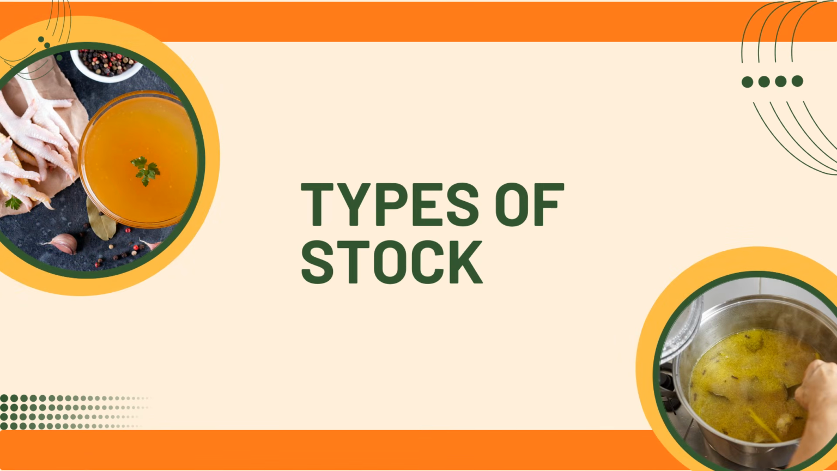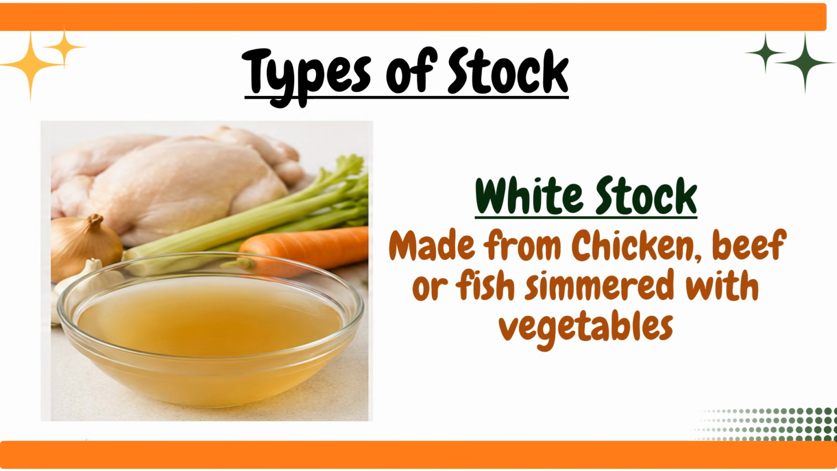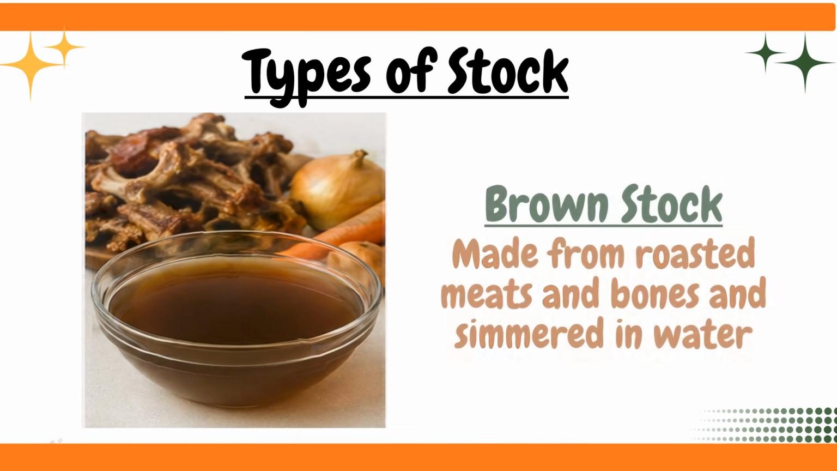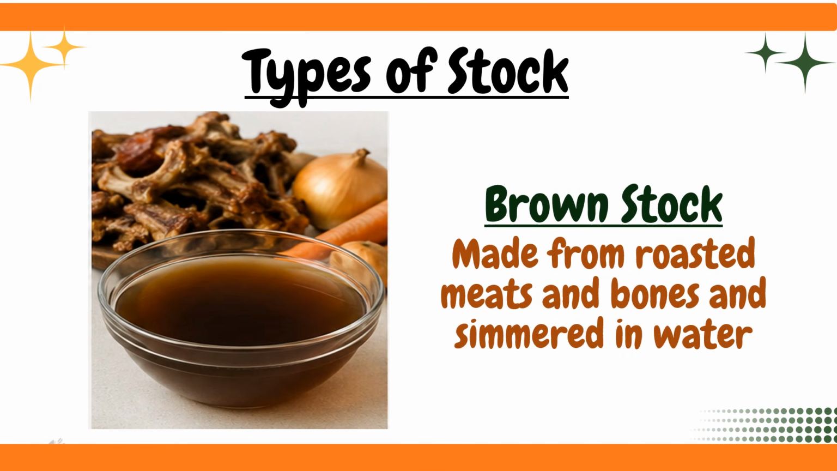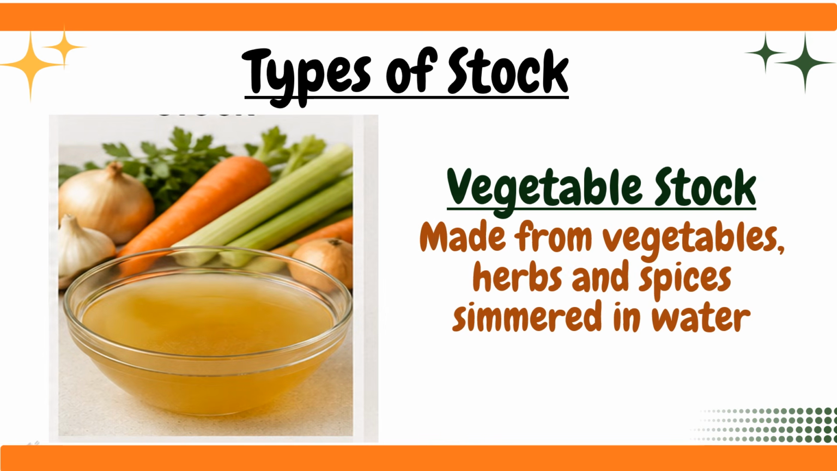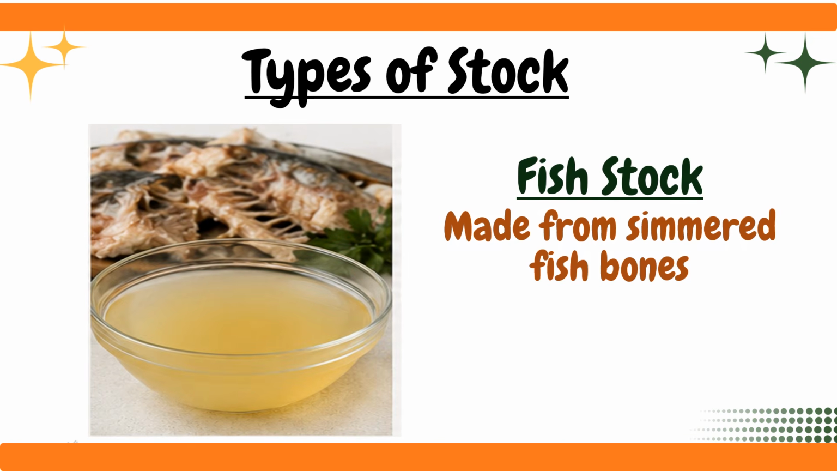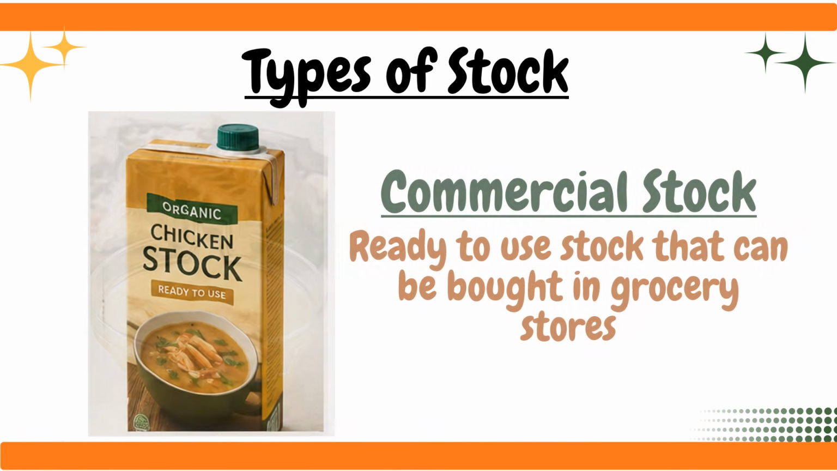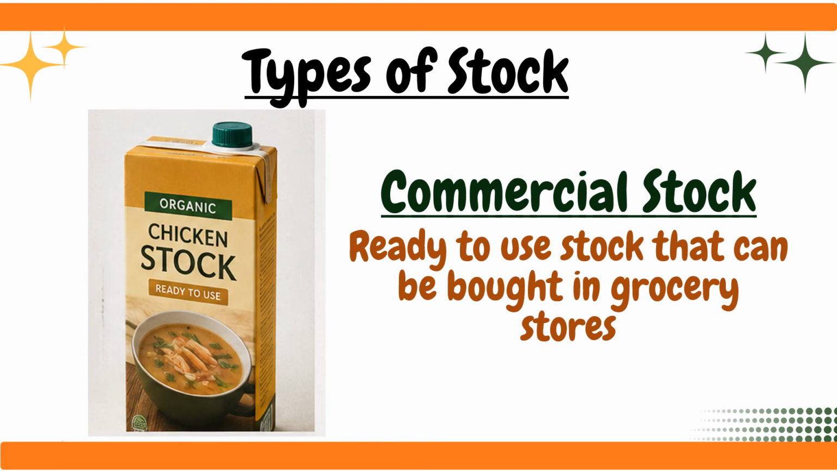The following are the types of stock. White stock, made from chicken, beef or fish simmered with vegetables. Brown stock, made from roasted meats and bones and simmered in water. Vegetable stock, made from vegetables, herbs, and spices simmered in water. Fish stock, made from simmered fish bones. Commercial stock, ready-to-use stock that can be bought in grocery stores.